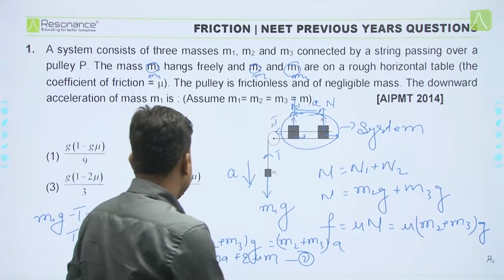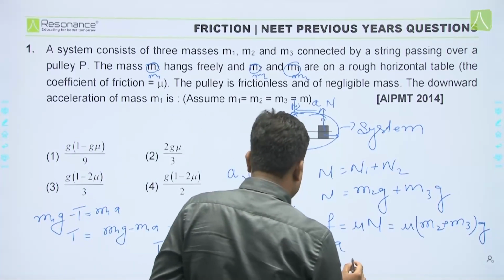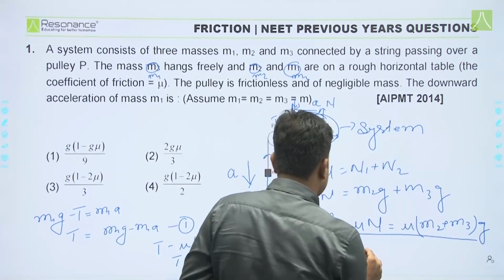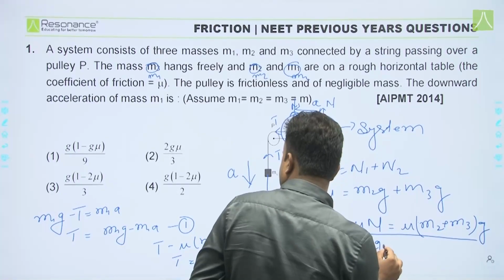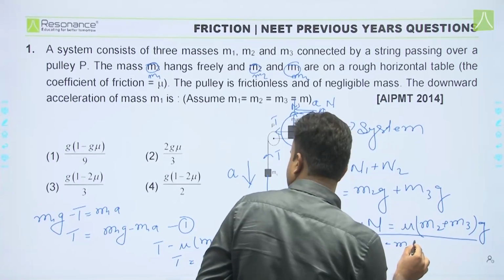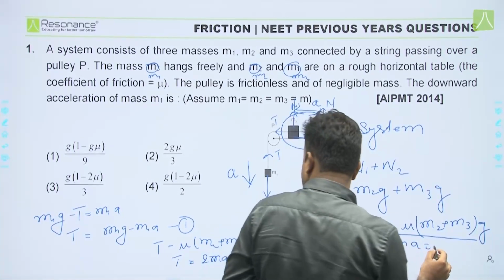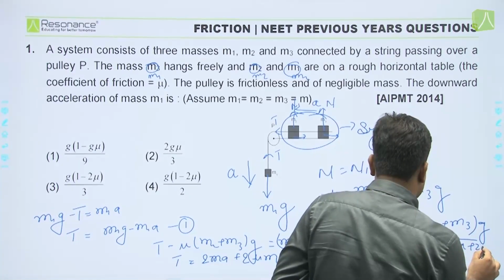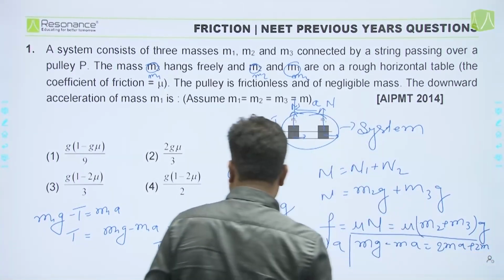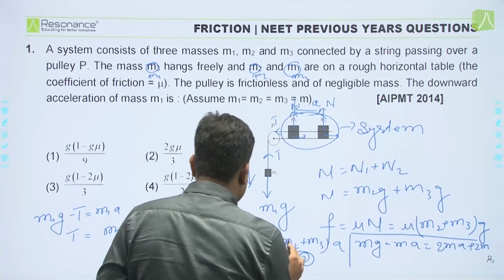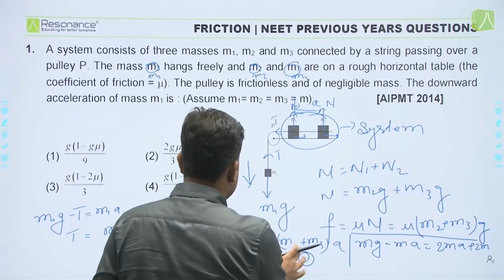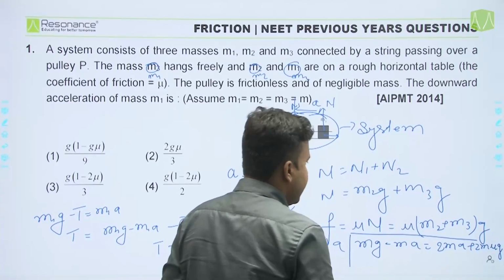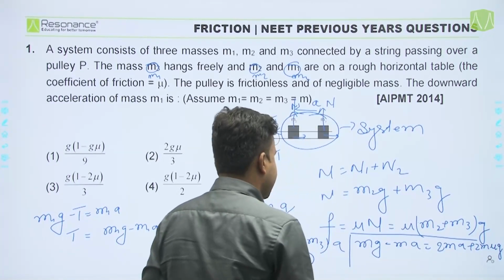Equate first and second. If you equate, what will you get? After equating, the first equation is M into G minus M into A is equal to 2MA plus 2M into mu into G. From here what we have to calculate is A.